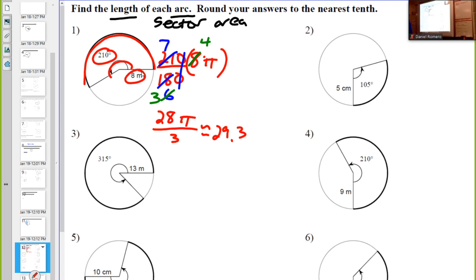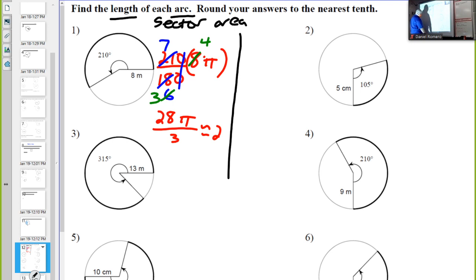But let's take advantage, even though the directions don't say this, since I've basically run out of sector area problems, let's pretend that they were also asking us to find how much area there is in that sector. So the way this formula works, no matter what, you have to divide by 360. There's still a fraction, just like there was in the first one, but this fraction has to have 360 on the bottom. You're still putting the arc measure on top, but now what you're multiplying by is the formula for area, which is pi times the radius squared.